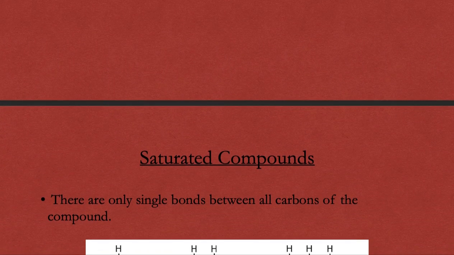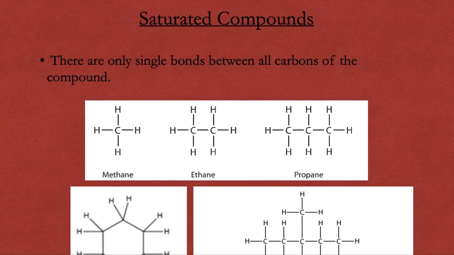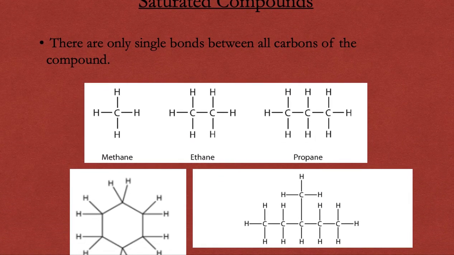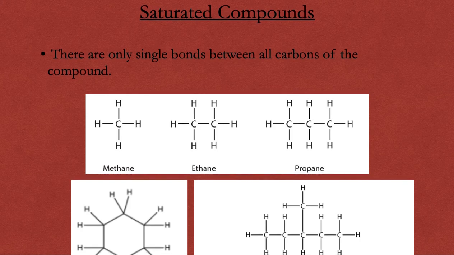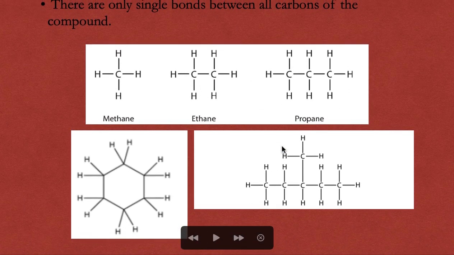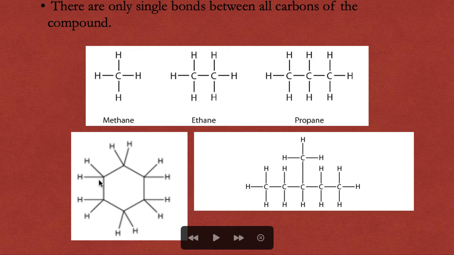So saturated compounds are basically hydrocarbons that have only single bonds in them. Some of the examples that I have up here are part of the alkane family. So there's methane, ethane, and propane. And then a little below that I have cycloalkanes, and then there's a branched alkane chain. So anything that has just single bonds will count as saturated.